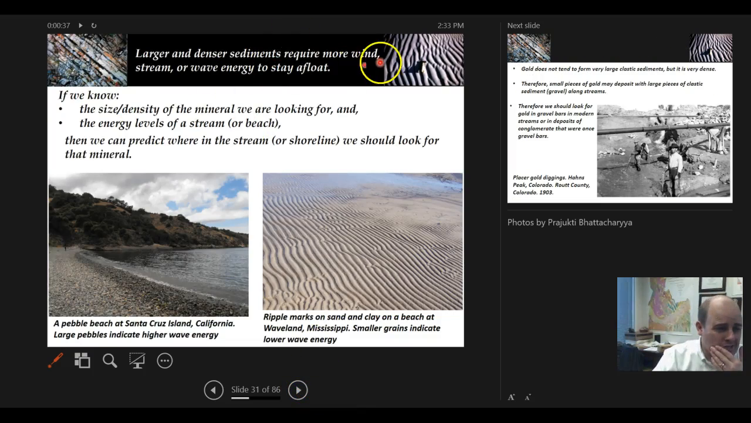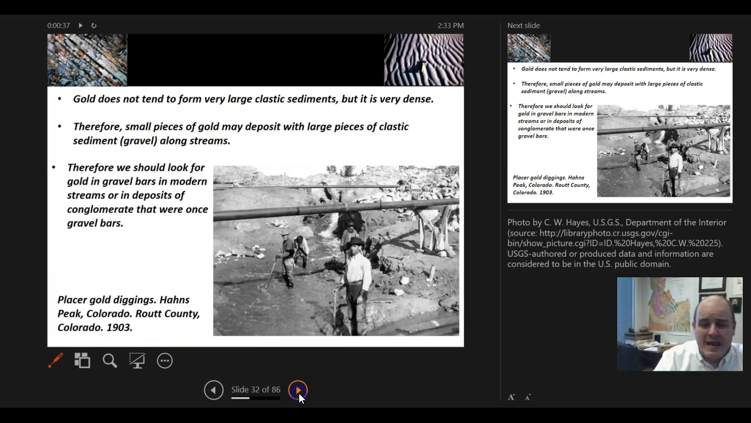So the larger and denser sediments require more wind, stream energy, or wave energy to stay afloat, and therefore they'll be sorted based off that density or the velocity of the system. Okay, so I'm going to give you an example of this.